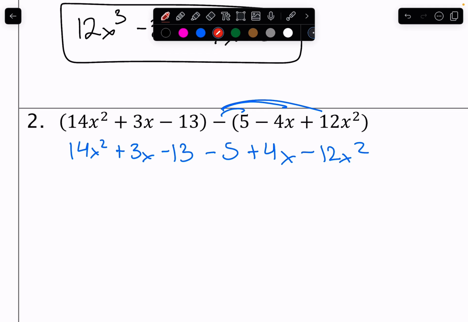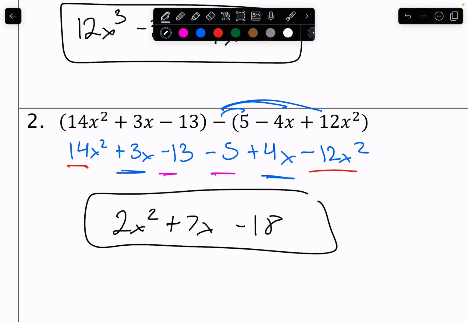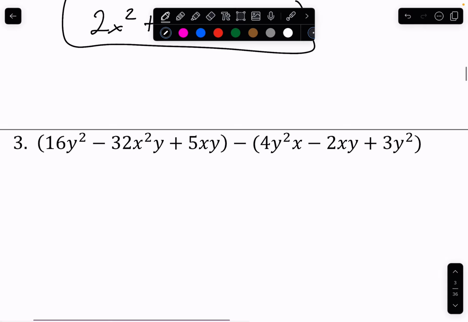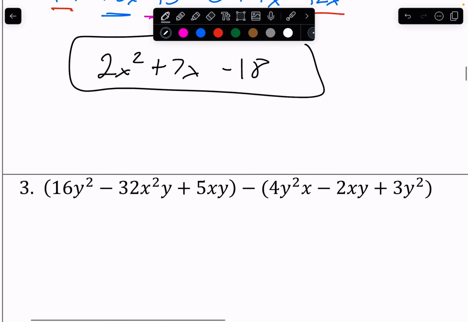All right, and then of course we have to go find our like terms. These guys here are like terms together. These guys here are like terms together, and these guys here are like terms. So we can go ahead and combine those. So we get 2x squared plus 7x minus 18. All right, next one. Actually, also go ahead and try the you try next to number 2.